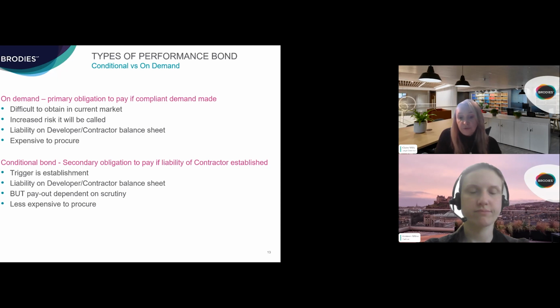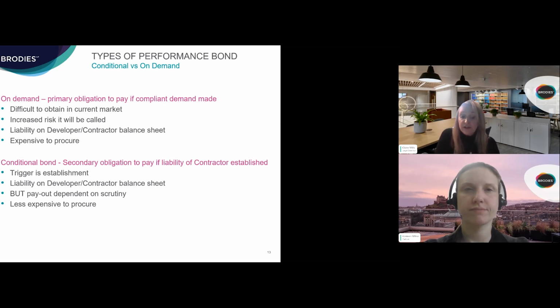Establishing default is often achieved by obtaining a judgment from a court or an adjudicator's decision evidencing breach of the underlying development agreement and a note of the loss suffered by the employer as a consequence of this. So where there is a developer insolvency, a conditional bond does not necessarily provide that immediate cash flow to the RSL to complete the works, because the RSL has quite a few hoops to jump through before it can actually make a call on the bond and get its hands on the money that the bond will provide.